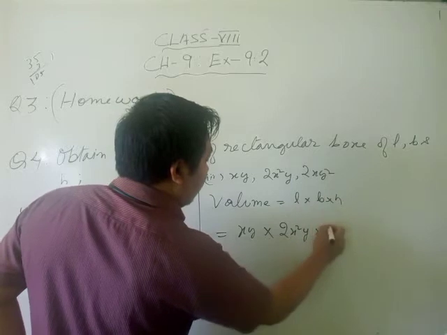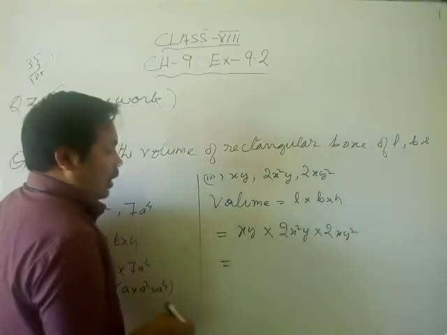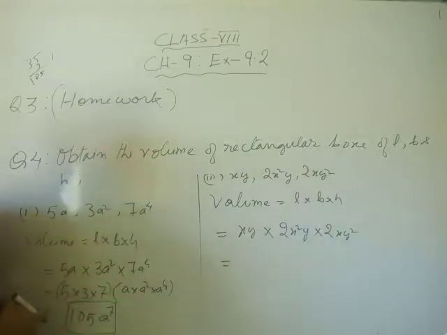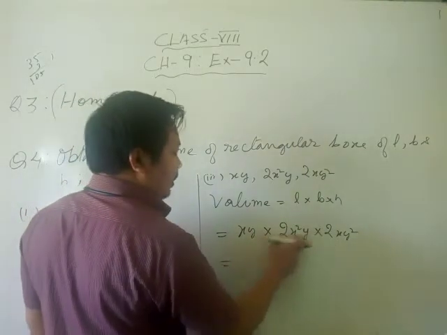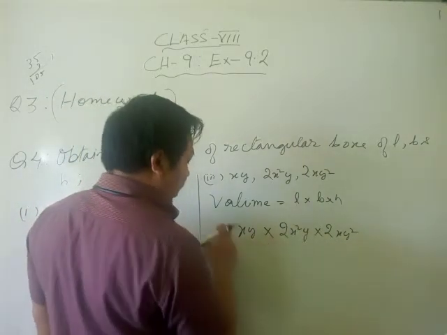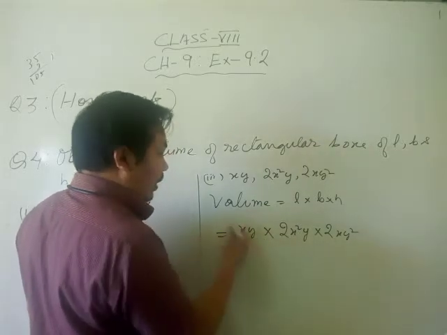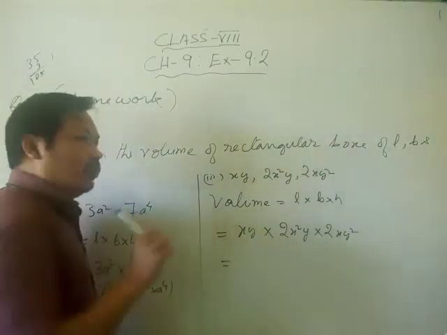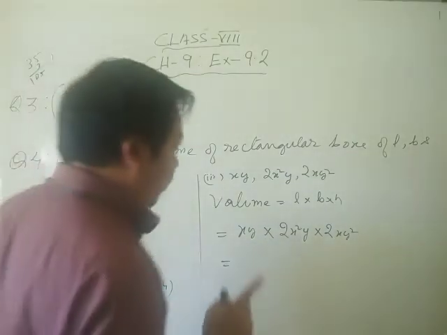into 2xy squared. So what we have to do, this is the expanding way of showing the steps. But now I want to shorten it, just multiplying the coefficients, meaning the numbers. 2 twos are 4, and 1 times 4 is 4. Always remember that where there is no number, 1 is the coefficient.